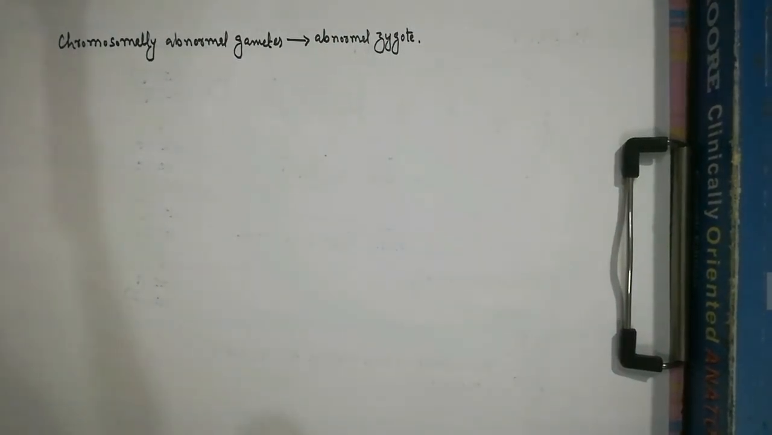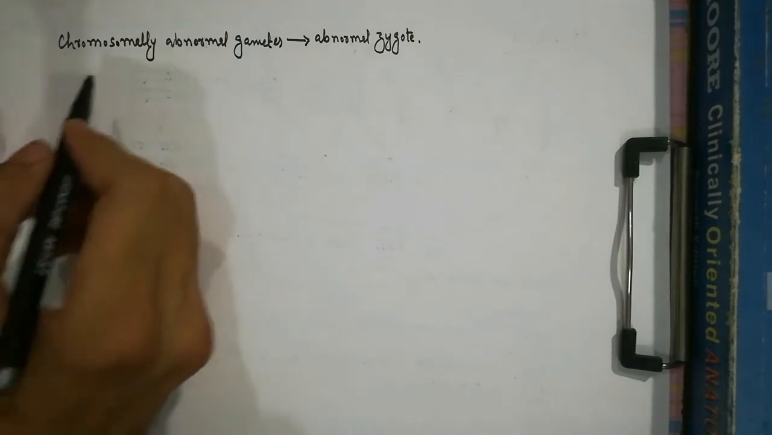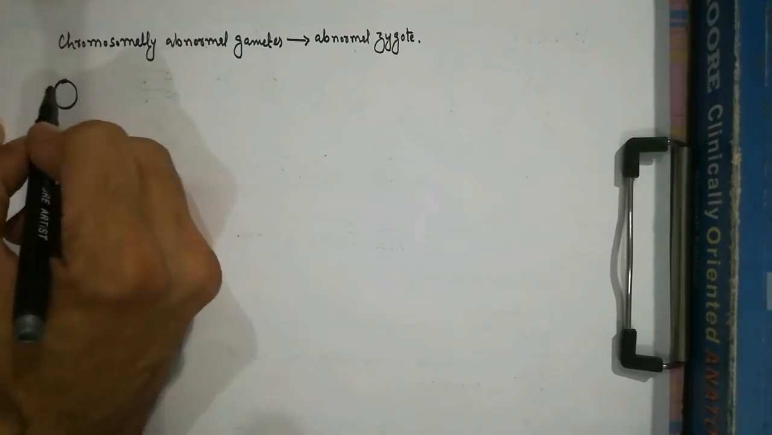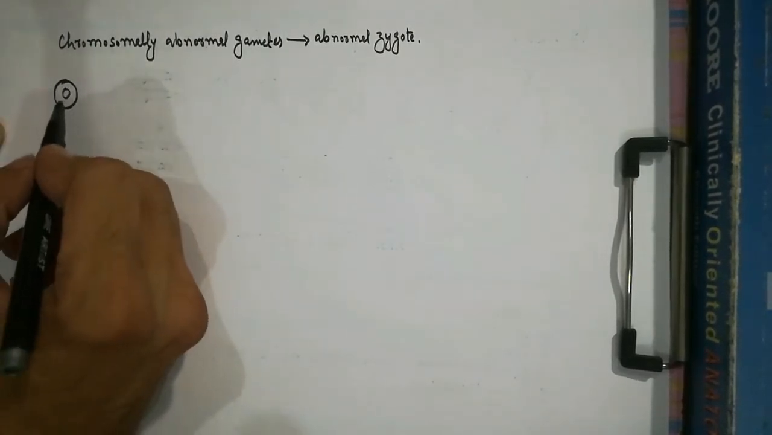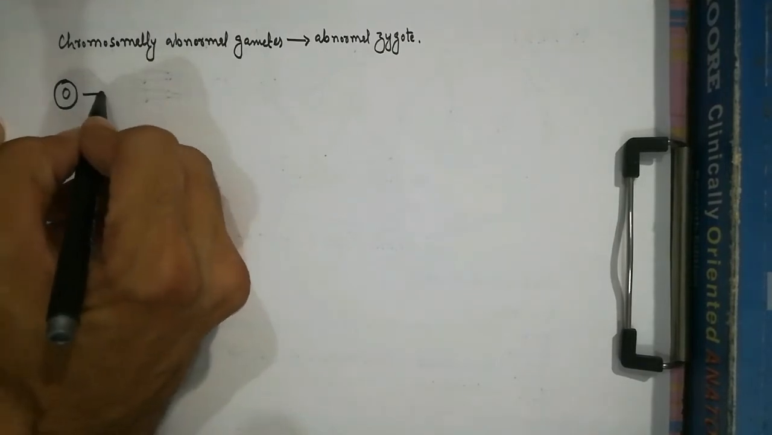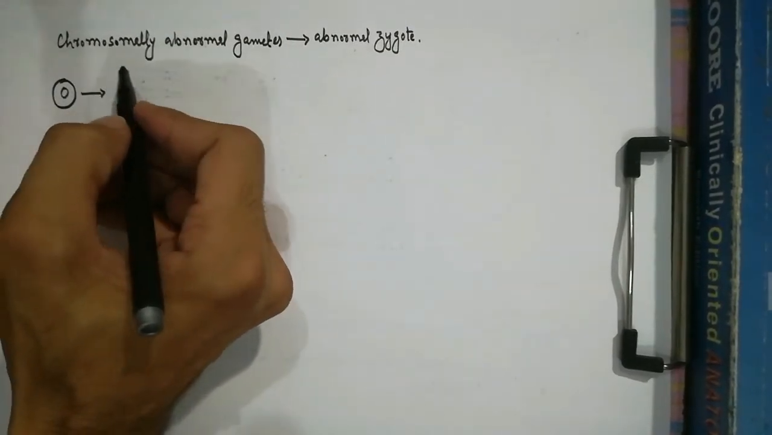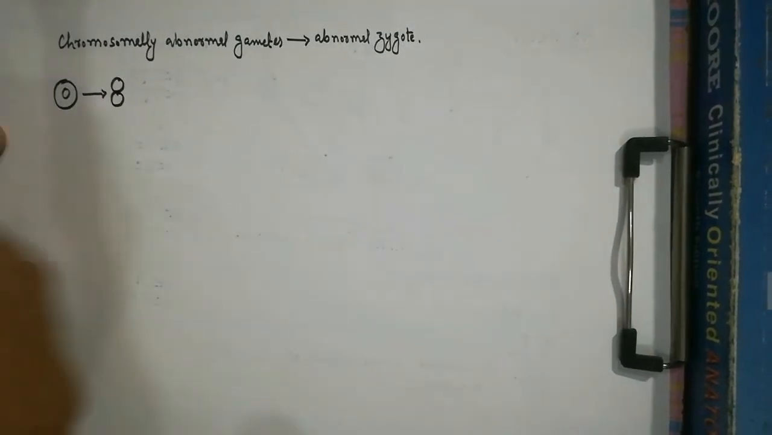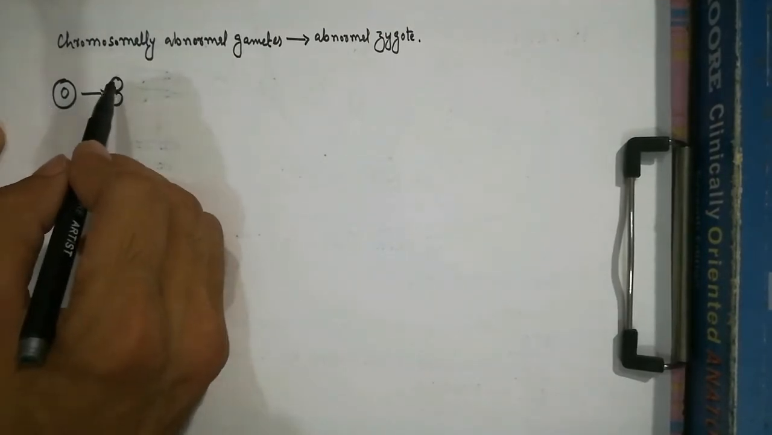But if normal gametes are formed and the zygote is also normal, but an error occurred during mitosis at any stage of development, the result is that some cells of the body will be normal and some will be abnormal. For example, see here, this is a normal zygote. This divides by mitosis, produces two cells, and the zygote is normal, so these cells are normal.